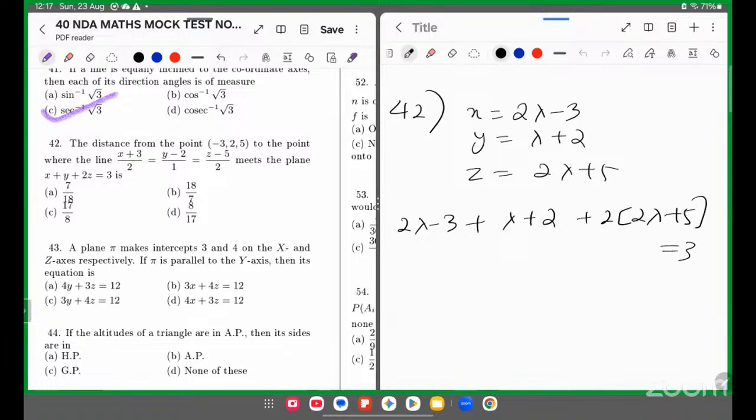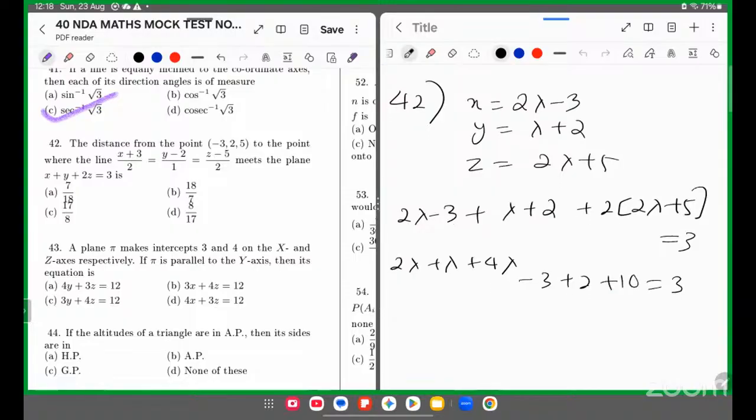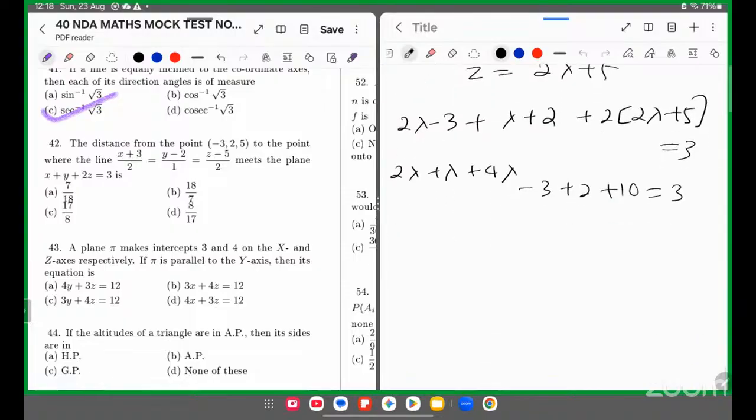So 2 lambda plus lambda plus 4 lambda is 7 lambda, and minus 3 plus 2 plus 2 into 5, which is 10, gives plus 9, equal to 3. So 7 lambda equals minus 6, lambda equals minus 6 by 7.